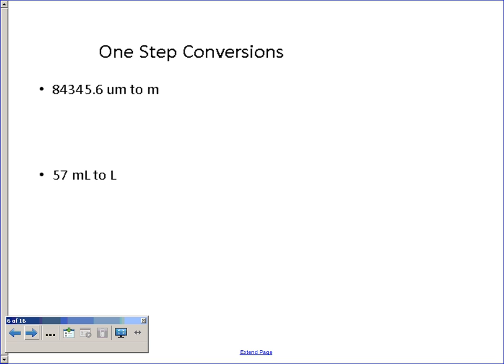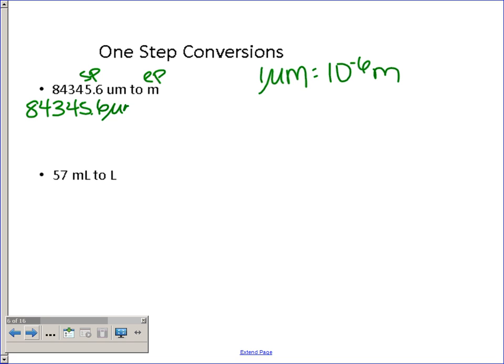84,345.6 micrometers to meters. So let's identify our starting point and our end point. And then let's write our equivalence measure. 1 micrometer is equal to 10 to the negative 6 meters. So we can take our starting point, 84345.6 over 1. Starting point always goes over 1. Micrometers has to go on the bottom, so I can cancel it. The only other unit I have is meters. It has to go on top.